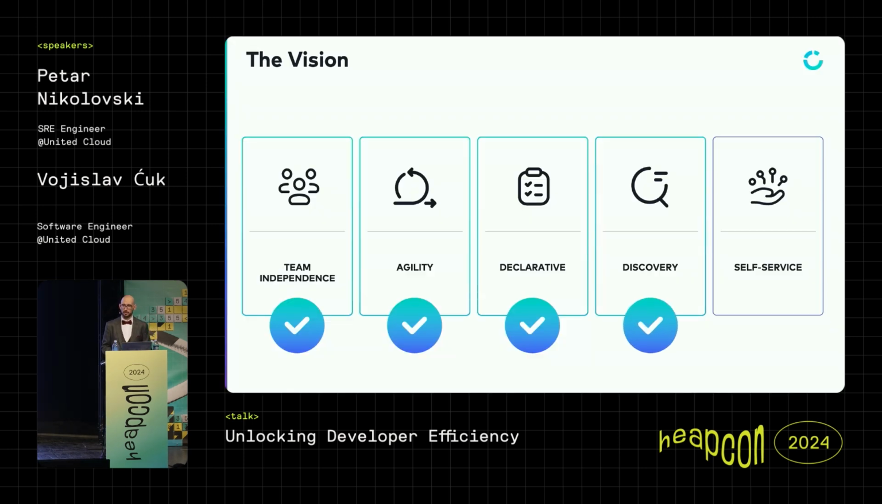With this rich metadata provided through the software catalog, we give our developers an easy way to discover resources within the organization, such as repositories, documentation, and infrastructure resources.